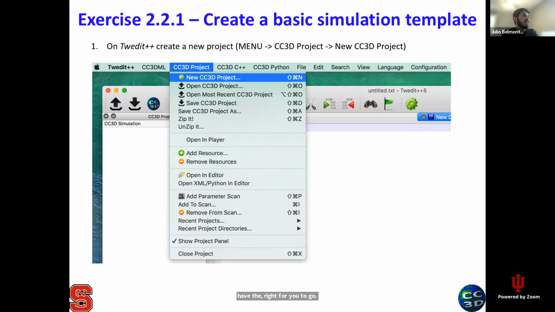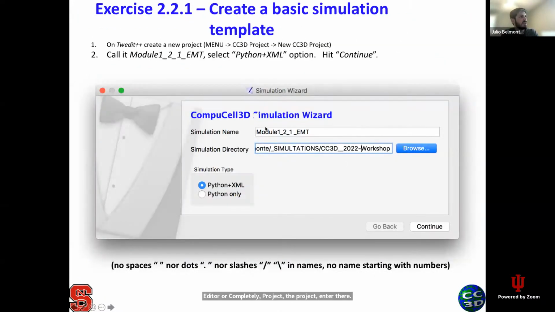Okay, so let's create a new project. So open your Twedit editor, go to CompuCell3D project, new CompuCell3D project, enter there, okay? Give a name now to your simulation. Let's give your simulation the name Module2_2EMT, okay? In whatever folder you want, and let's leave the Python plus XML simulation type option, okay?